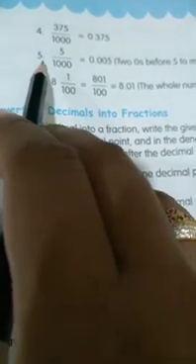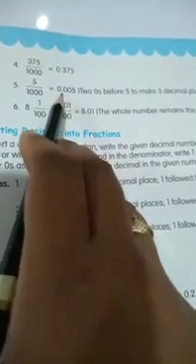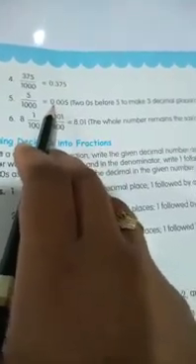This is the fifth example and this is the sixth example. 5 by 1000 equals 0.005. Two zeros before 5 to make 3 decimal places.